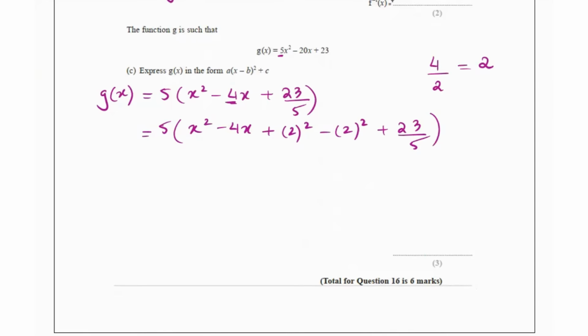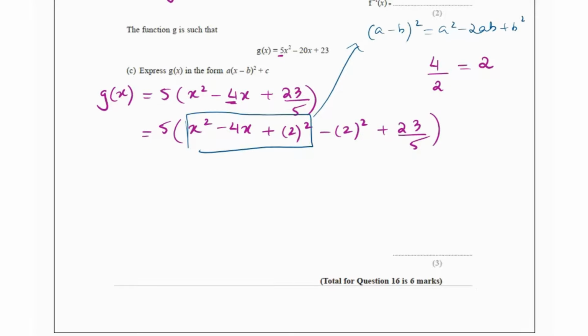And the reason why we're adding this is because this is a complete square, which is a minus b whole square, and that expands to a square minus 2ab plus b square. A square is x square, negative 2ab is negative 4x, and b square is 2 square now. The 23 over 5 was not our b square. We had to complete this square, and to complete this square, we need to find the value of b. So this is what we just did.